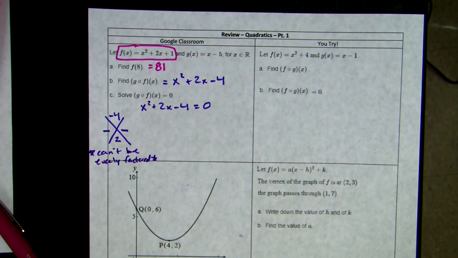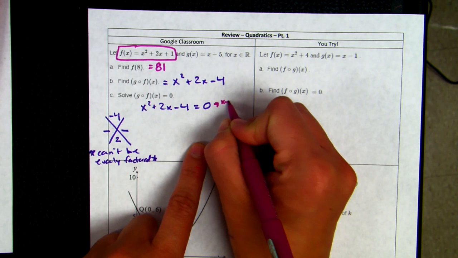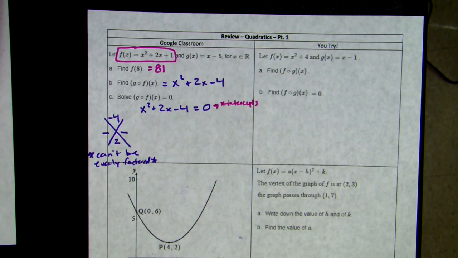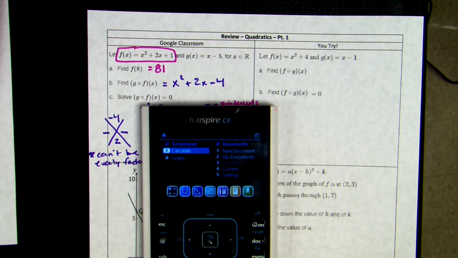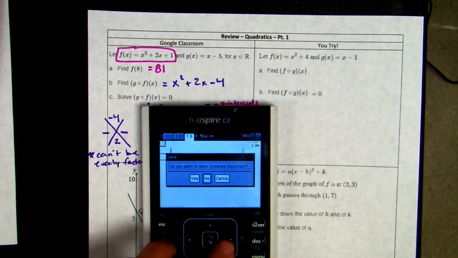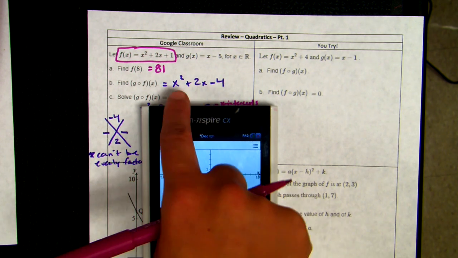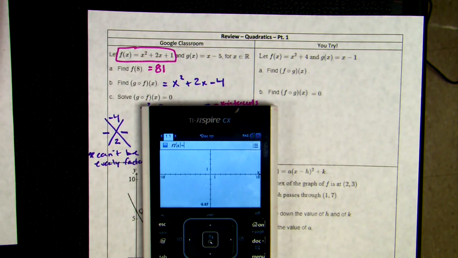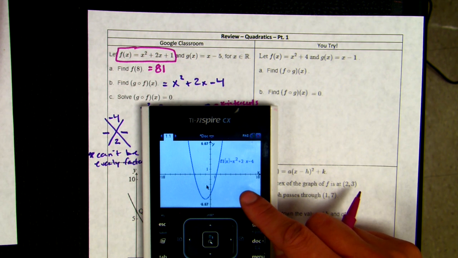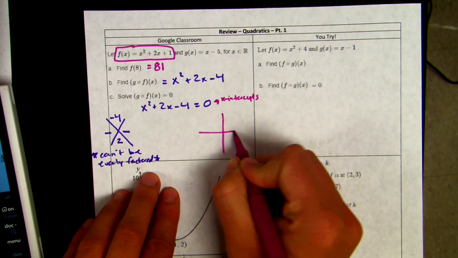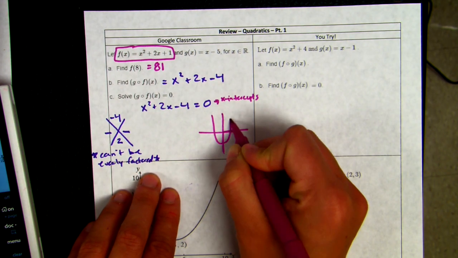So let's see if we can use a calculator trick to help us on this. Remember, when it's equal to 0, we are looking for x-intercepts, or where the function touches or crosses the x-axis. So on your calculator, and you can do this on Desmos as well, if you go to New Document, Add Graphs, we're going to type in our original quadratic equation. So I've got x squared plus 2x minus 4. I'm going to press enter there. Okay, and I have this quadratic function here. So I'm going to sketch that here. It looks something like this.